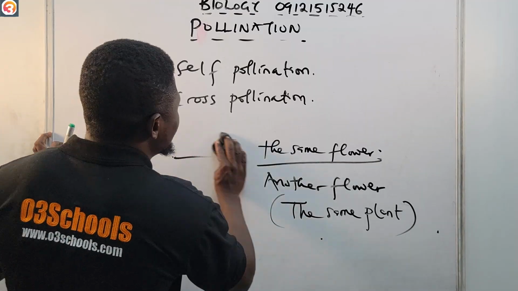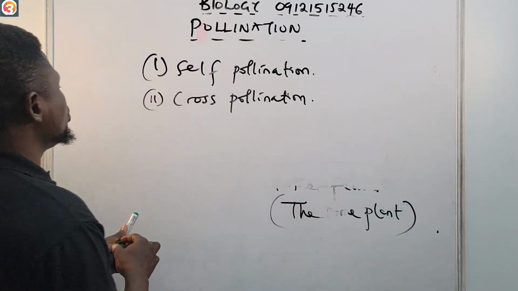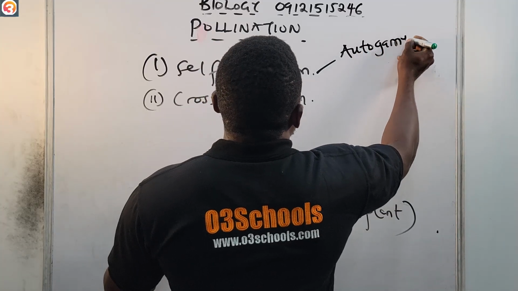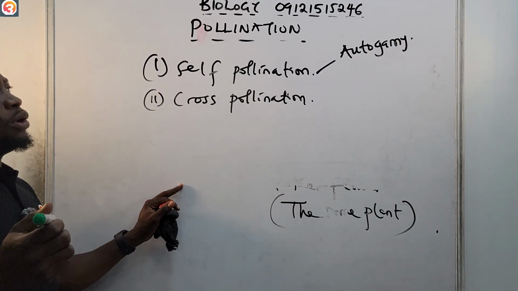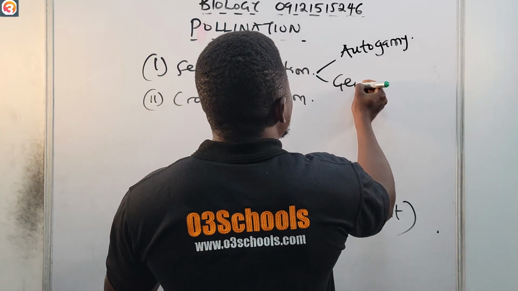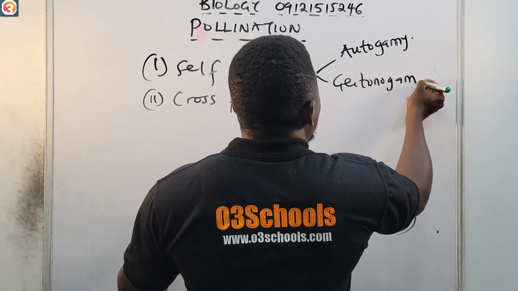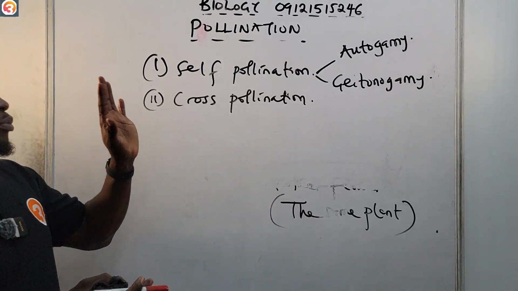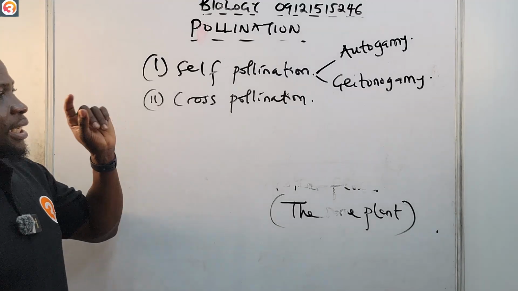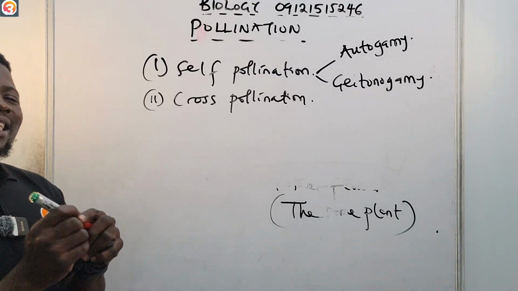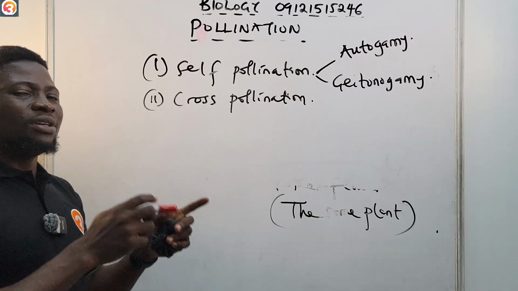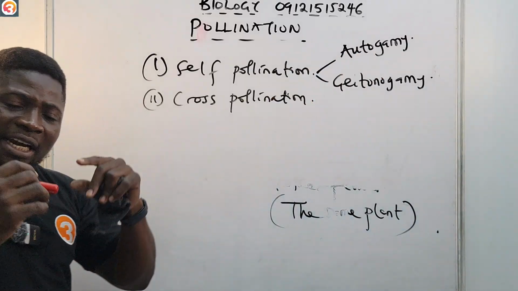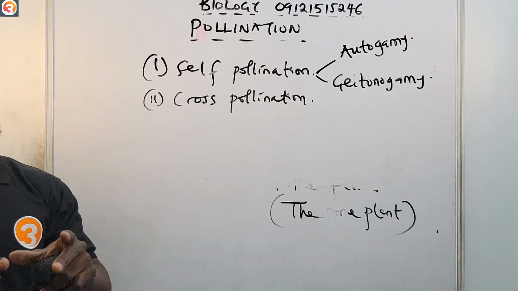Okay, and there are two types of self-pollination. Number one, we have autogamy, and the other one we call geitonogamy. So the two types of self-pollination we have are autogamy and geitonogamy. Now, autogamy is the transfer of pollen from an anther to the stigma of the same flower. Simple as ABC. You are transferring pollen from the anther to the stigma of the same flower.